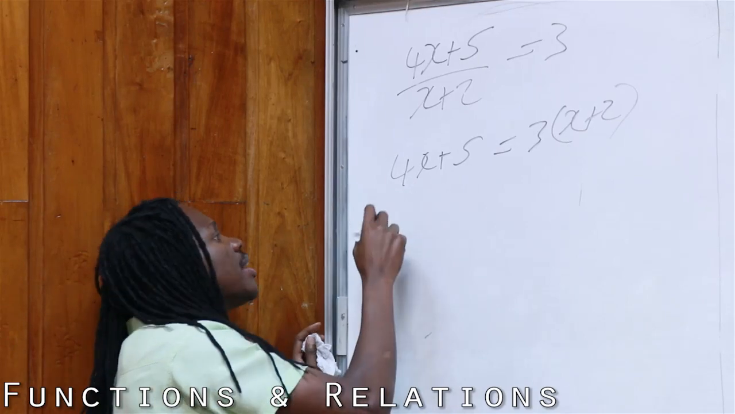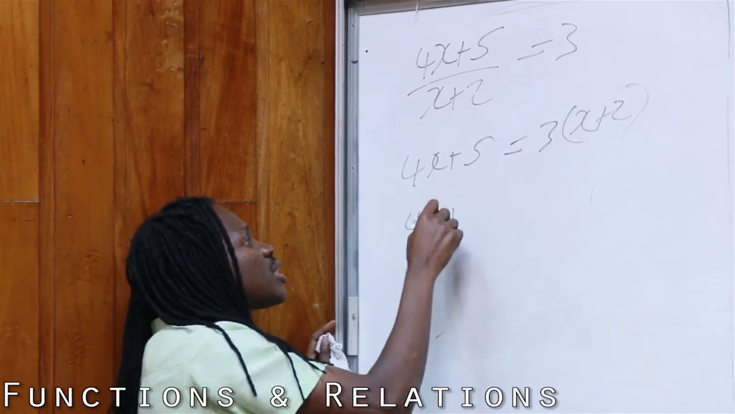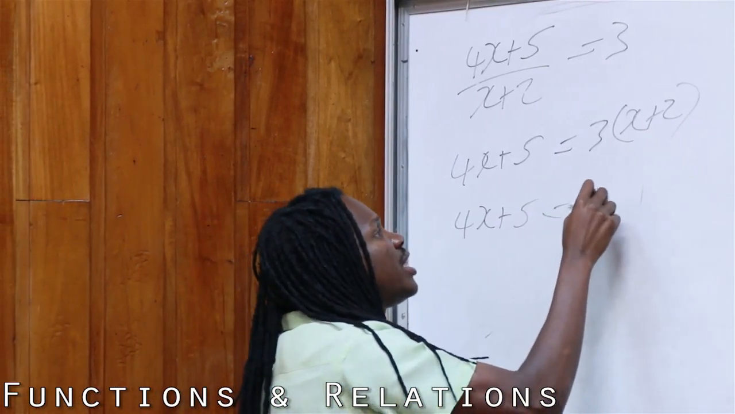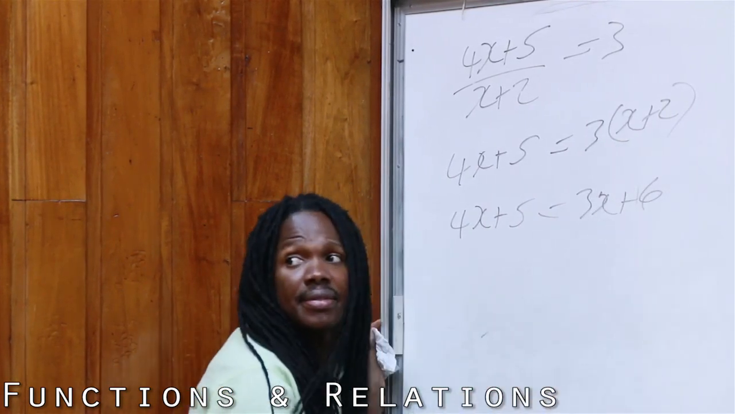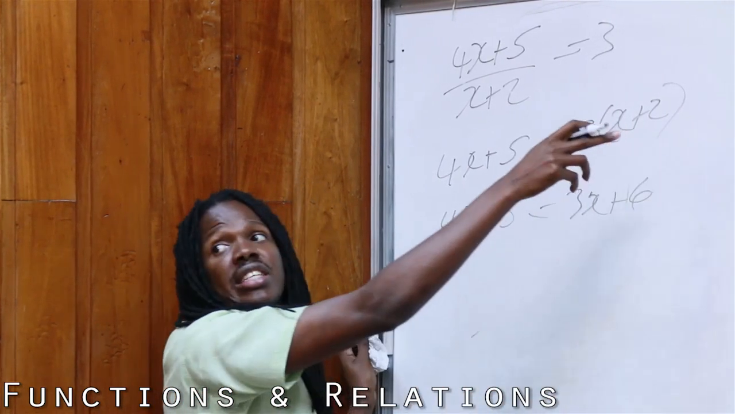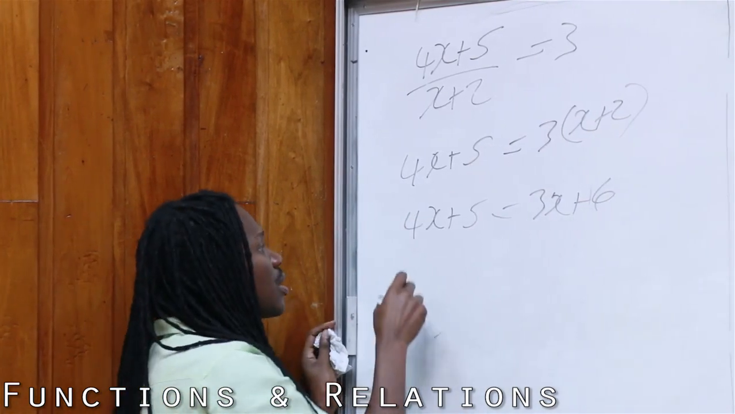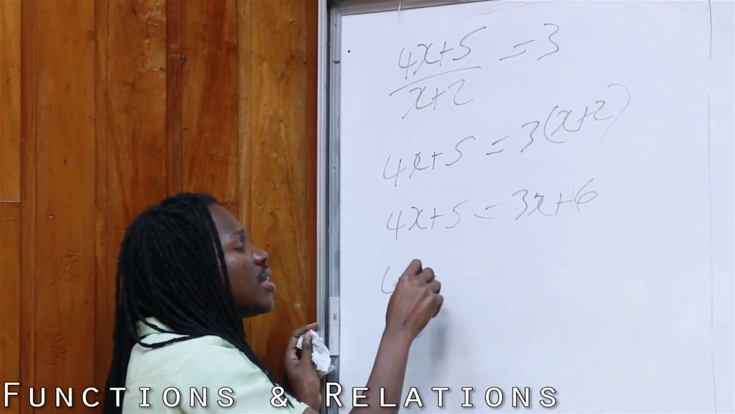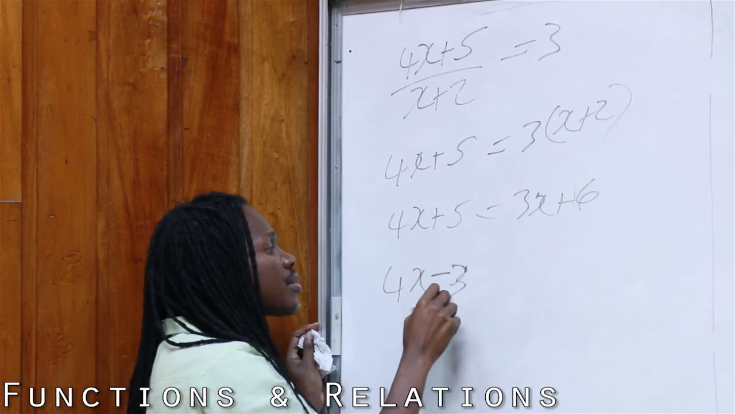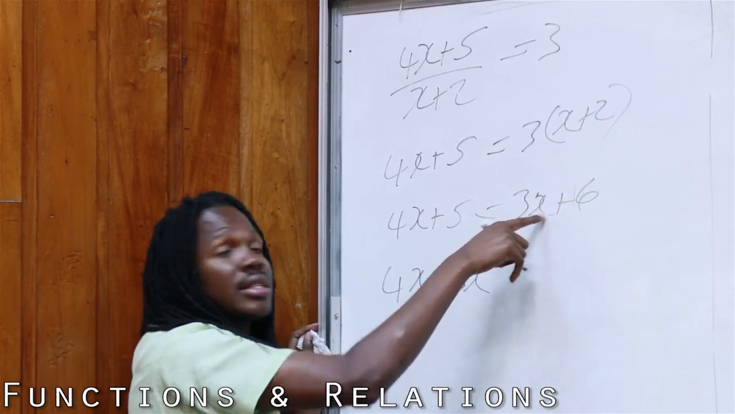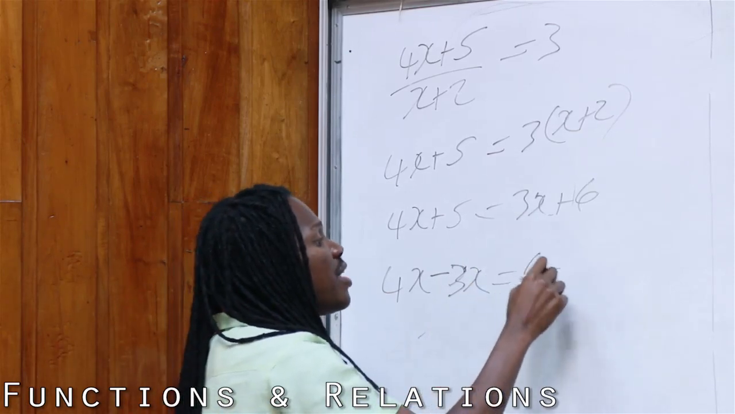Then now we say 4x plus 5 equals 3x plus 6. Everybody see that? 3 times x, 3x; 3 times 2, 6. So 4x minus 3x, you see it? Equal to 6 minus 5.